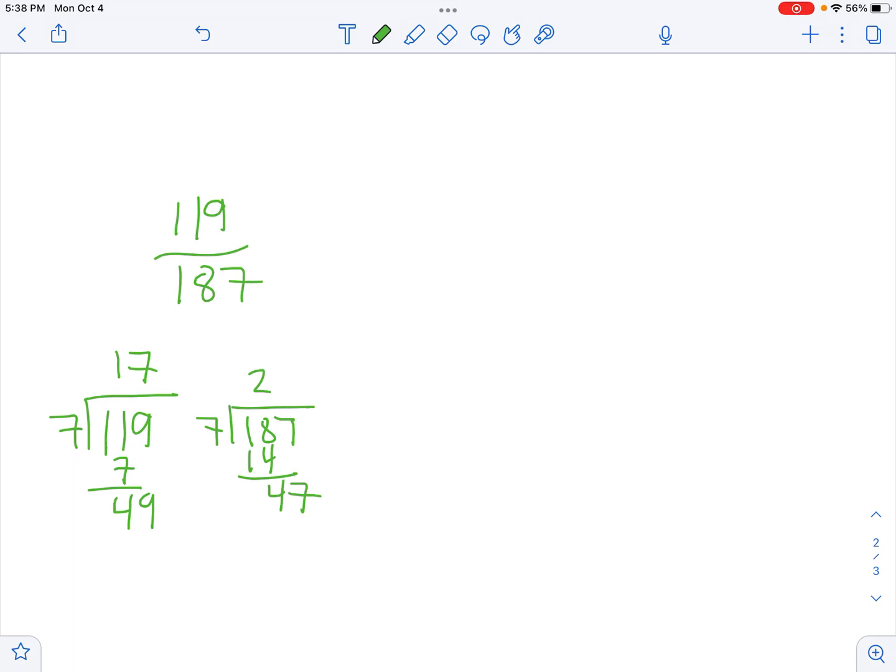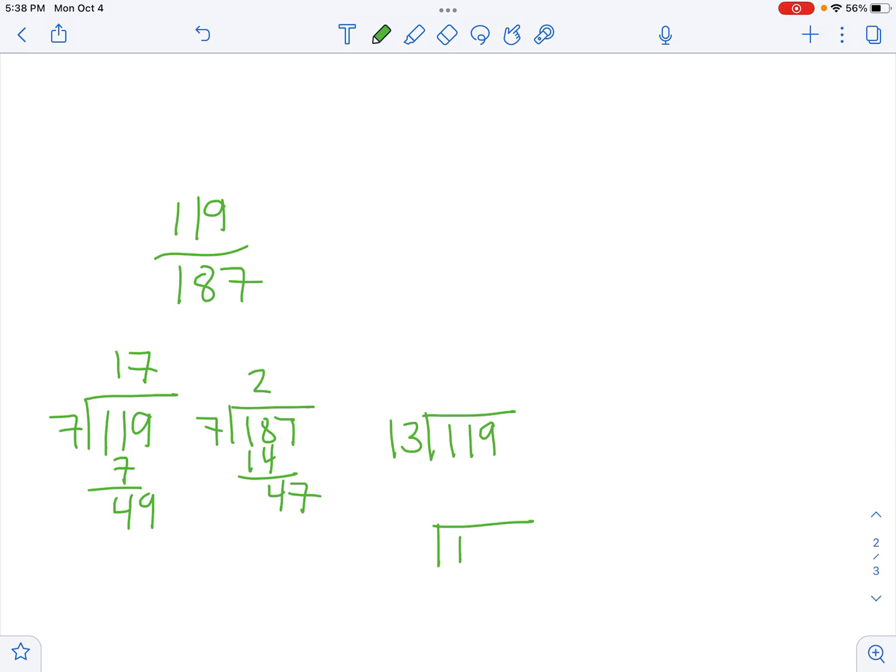So we could try 13. Again, we're going to have to just do long division, sadly. So 119 divided by 13. 13 doesn't go into 11, so let's take a guess, say 8. Well, 8 times 3 is 24, so that doesn't work. 9 times 3 is 27, that doesn't work. 7 times 3 is 21, that doesn't work, so it's not 13. So let's try 17.